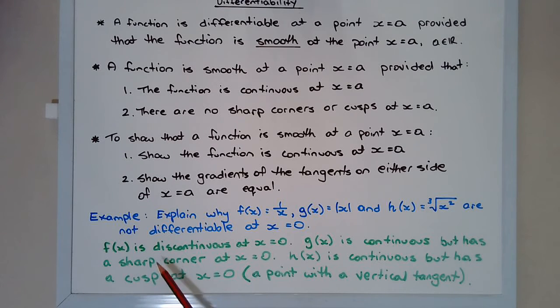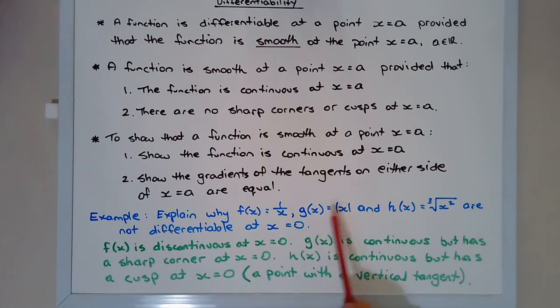Now, f of x is discontinuous at x equals 0. That's a hyperbola, there's a vertical asymptote, or the y-axis is the vertical asymptote, there's a clear break. So therefore, automatically, f of x is not continuous at x equals 0, therefore it's not differentiable. We cannot find the derivative at that point.